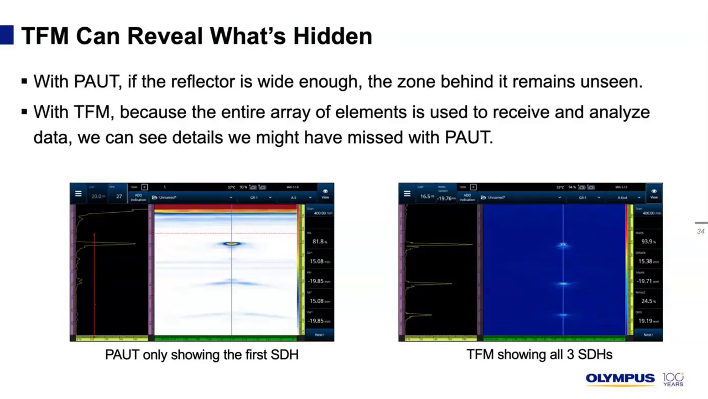But actually, I'm guilty myself of setting a linear scan with phased array, putting it on this specific block with vertically stacked side drill holes, and just expecting to see all three side drill holes with the resolution getting worse and worse as I go deeper in the material. That's not the case with TFM. I just got too used to using TFM in this.